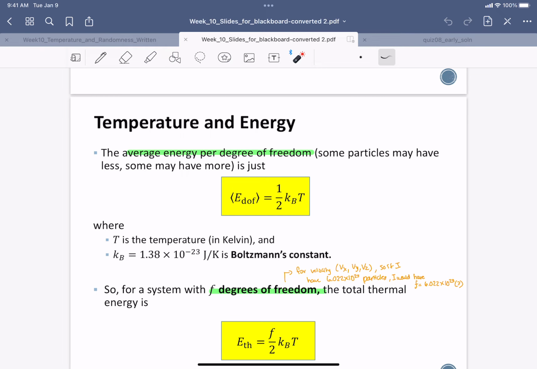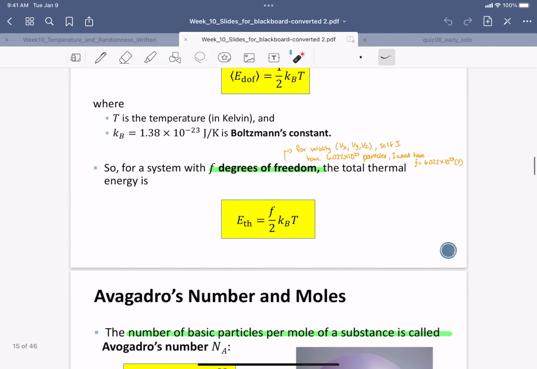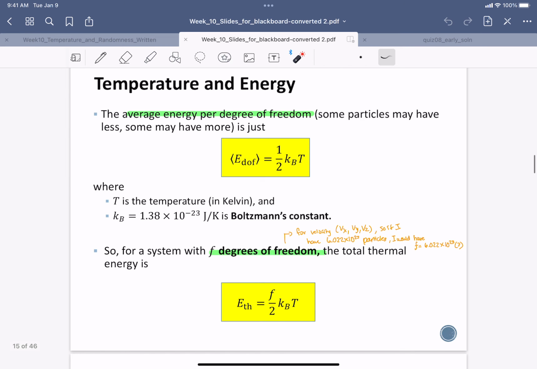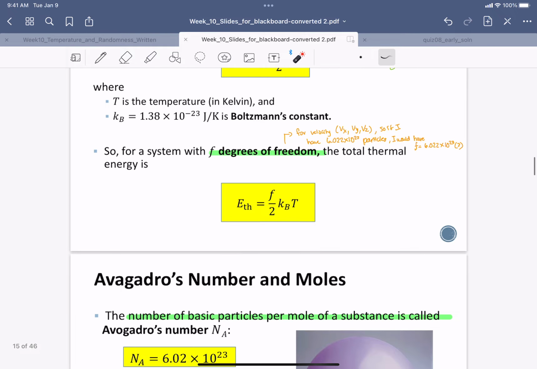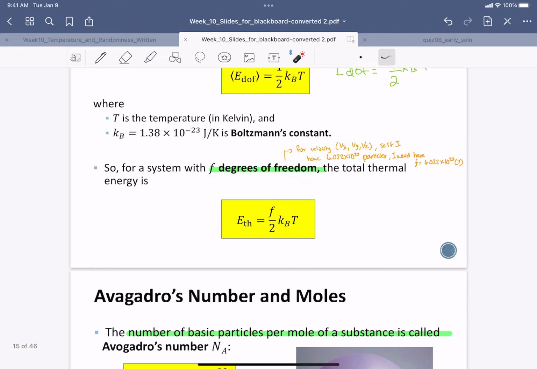Now, for your average ideal gas, you have 3 degrees of freedom, like we said, Vx, Vy, and Vz. So your average energy for an ideal gas should be 3/2 kBT, because we have 3 degrees of freedom. This is your average energy for an ideal gas. Now, if they're looking for the total energy, that's different. That's with total degrees of freedom.